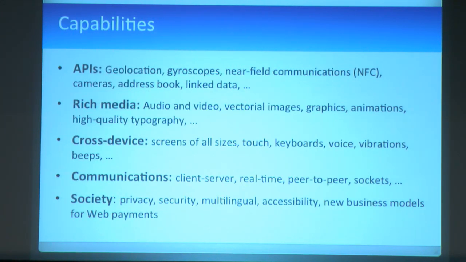So typically, what characterizes that is a bunch of APIs, or application programming interfaces, that allows any user on any part of the planet to access the capabilities of any system or any smartphone on a different side of the planet. And this indicates some of the capabilities that we've managed to surface through our APIs. The rich media we talked about, cross-device, ability to have communications is, of course, extremely important between applications.